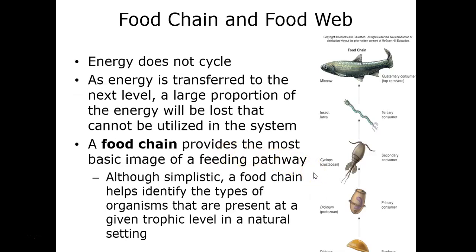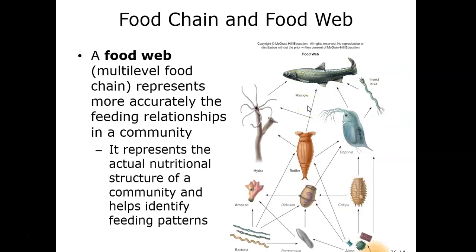So energy does not cycle. Energy actually is passed along, but there is a certain amount of energy that is lost as heat and is basically eliminated from the system. Food chains provide a basic image of how organisms feed in a relationship. The arrows that you see here indicate that the organism on top is consuming the organism below it. So we have our producer, which then cascades up into our consumers. And then we have our last, in this case the top carnivore, which happens to be this minnow fish. And then obviously we have the food web, which shows the relationships between different organisms. So you could have multiple organisms that feed on the same substance.